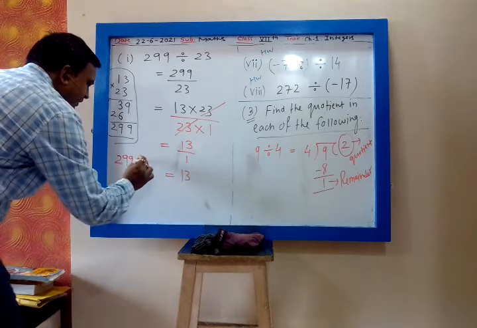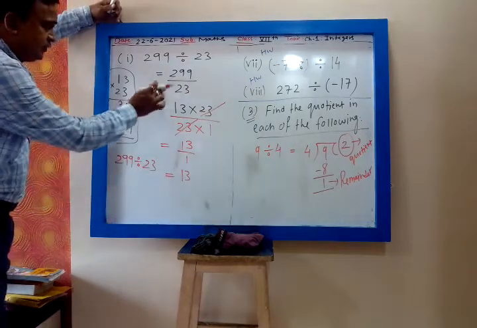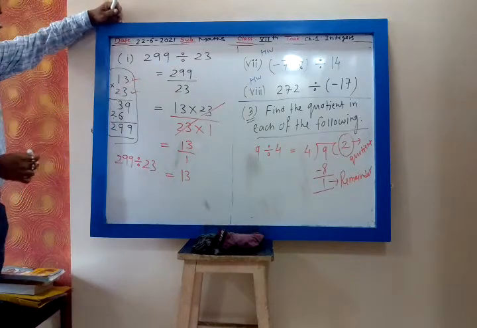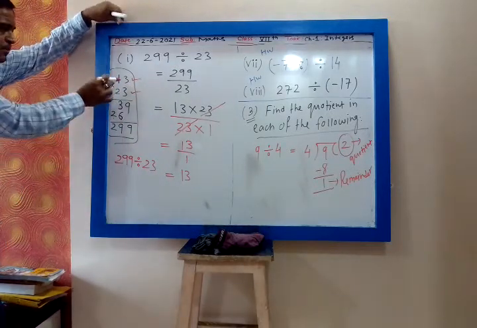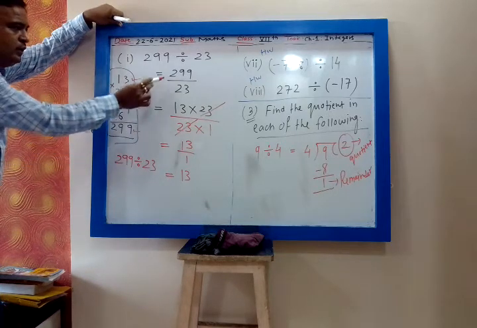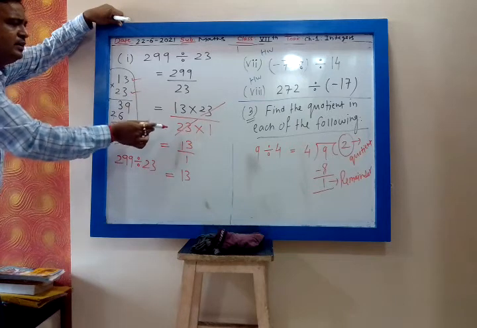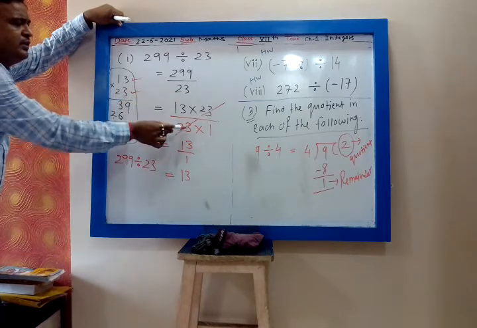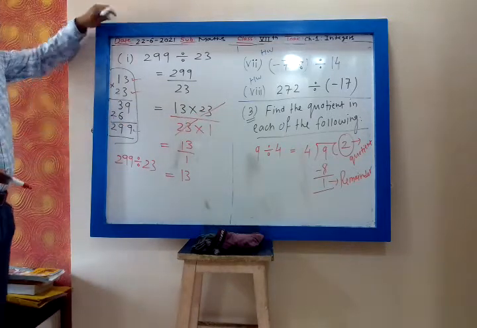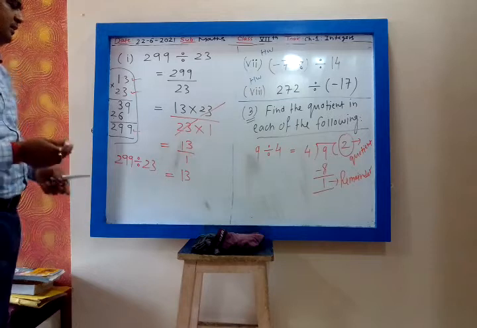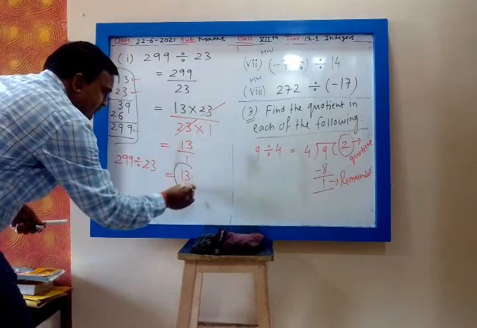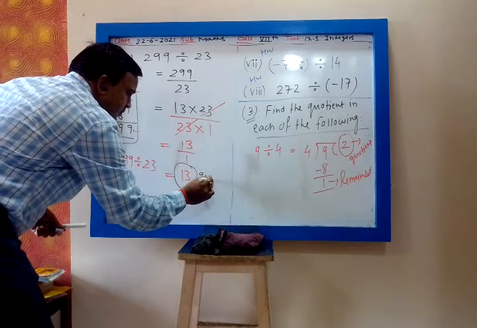That is what I am telling, my dear. See this. 299 you can write as 13 into 23. You see, I have shown the multiplication. 13 into 23 is 299. So 299 I can write as 13 into 23. 23 will remain, 23 into 1. Then I will cancel the common term of numerator with denominator. What is left? 13 upon 1. That is 13.